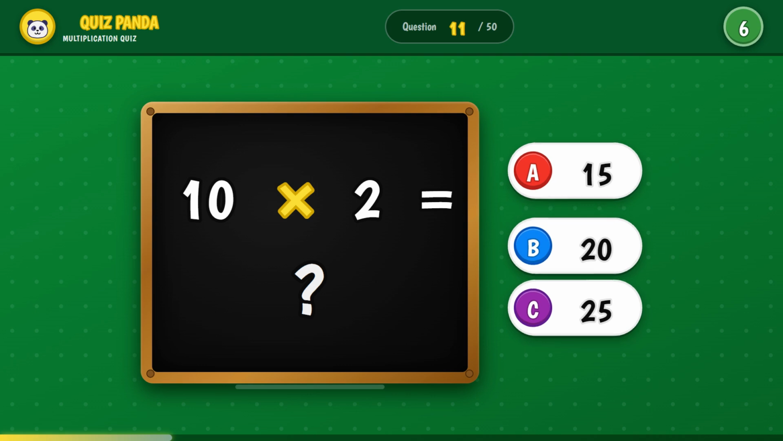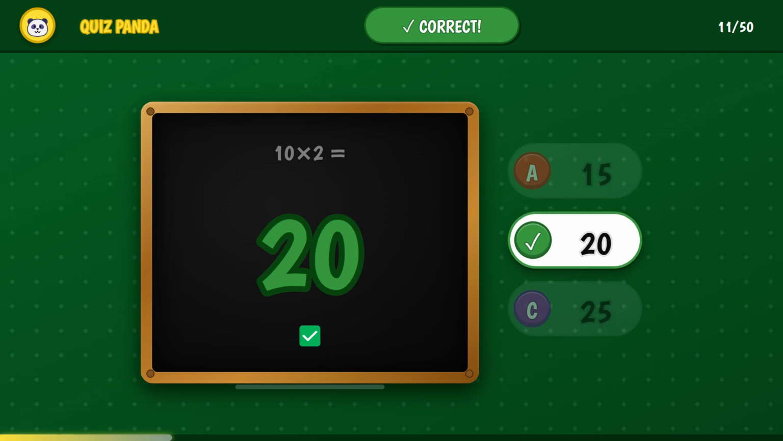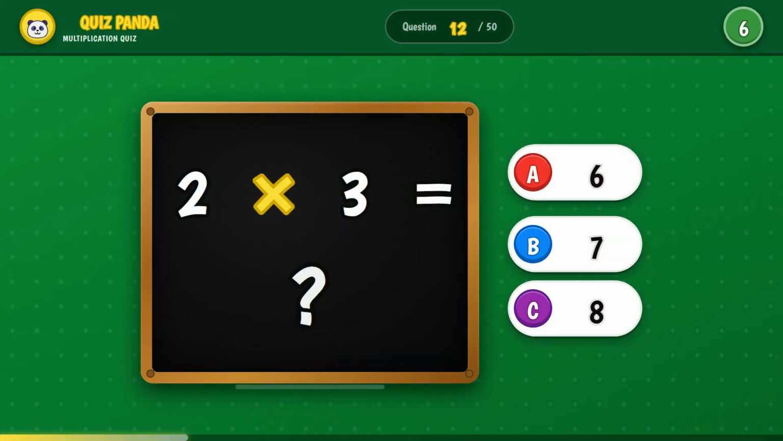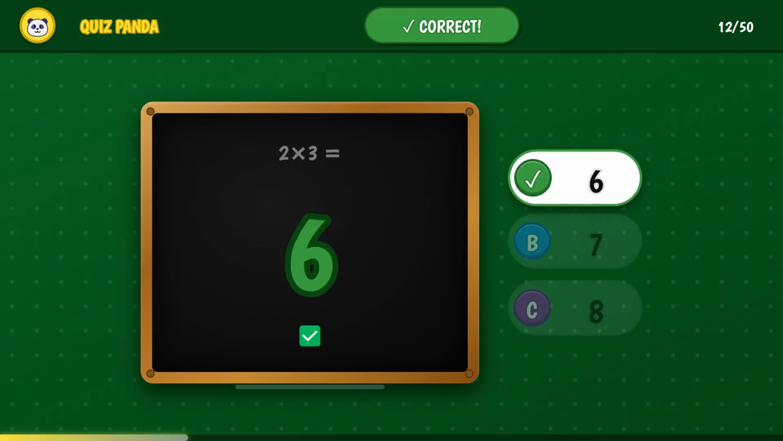Keep going. Question 11. What is 10 times 2? The correct answer is B, 20. Question 12. What is 2 times 3? The correct answer is A, 6.